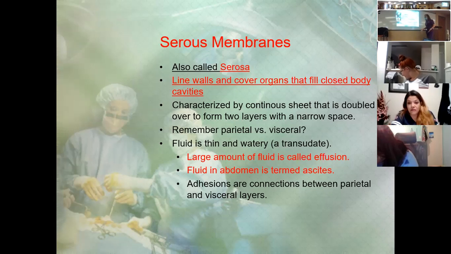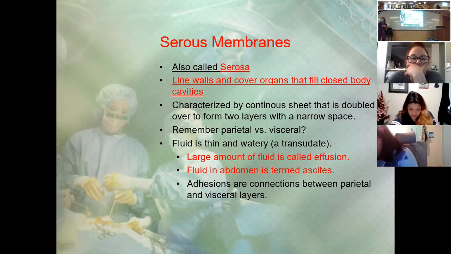Well, this is going to create fluid, and this fluid is used as a lubrication. But if I have an overcreation of this fluid and I start now having fluid accumulating in the cavity, that's known as effusion. So I have pleural effusion if it's in the chest, because pleura is the chest. If I have a large amount of fluid in the abdomen, it's called ascites. And you can actually tap it off.